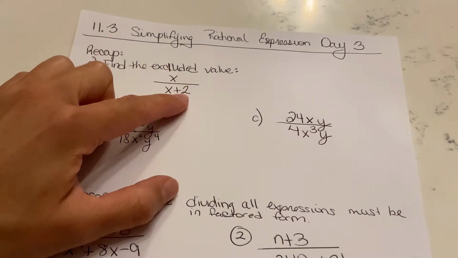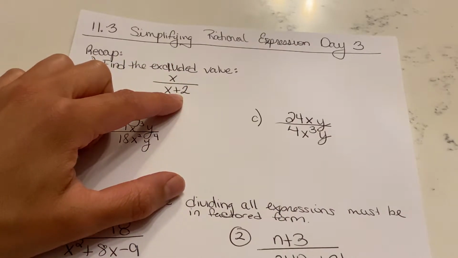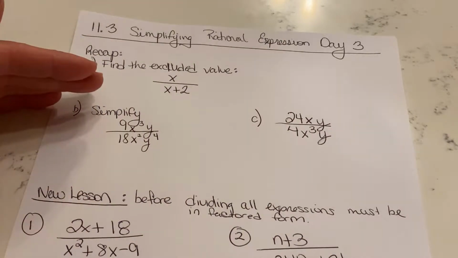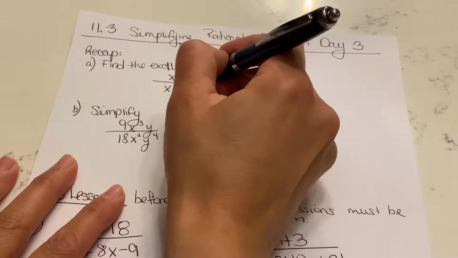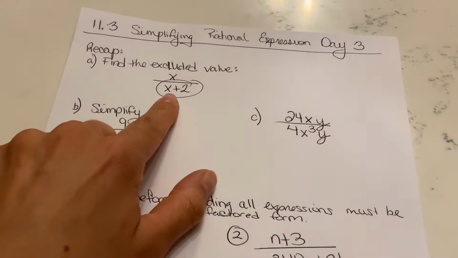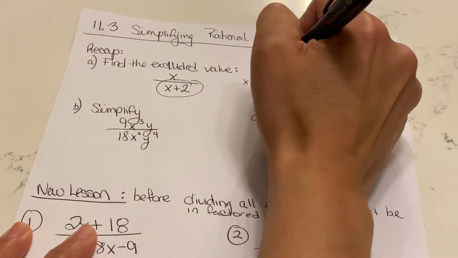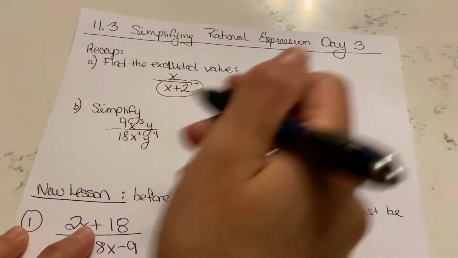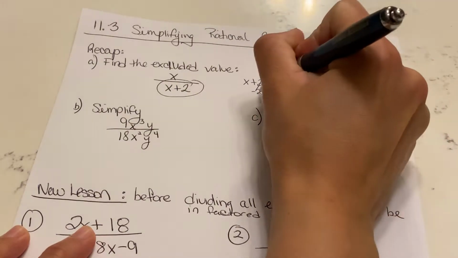Excluded values represent when the denominator is equal to 0, okay? We know that under division, 0 is undefined, so I need to find the value that will make my denominator equal to 0, and that will represent my excluded value because I can't have 0 under division, all right? So this expression is already factored. All I have to do is set it equal to 0 and solve for x. So I will subtract 2 from both sides, and I get x equals -2.